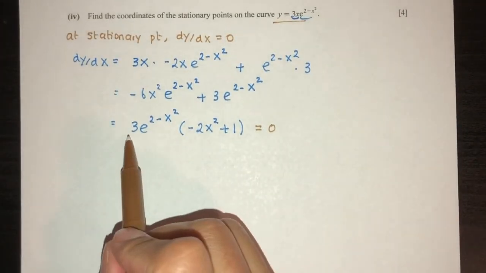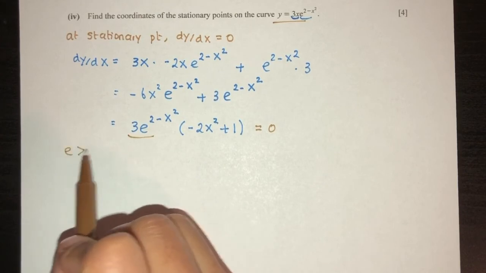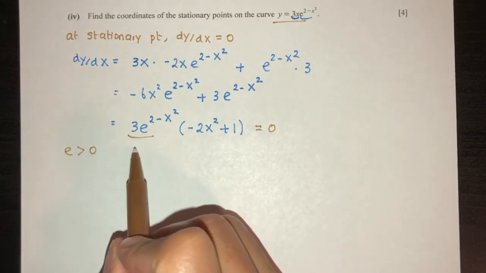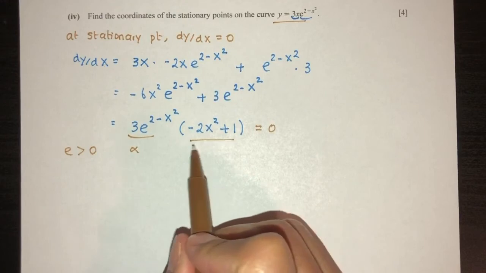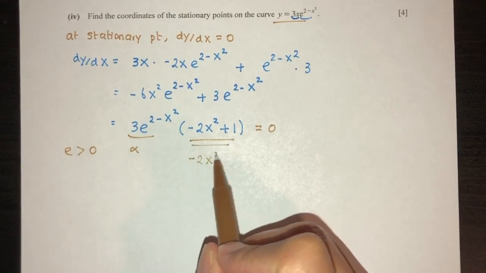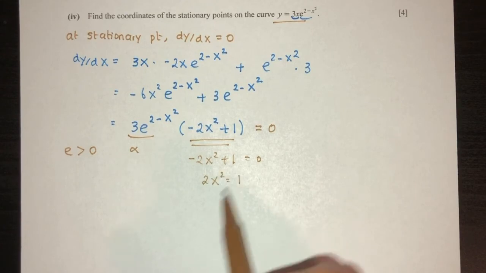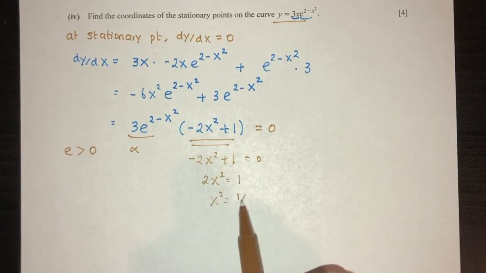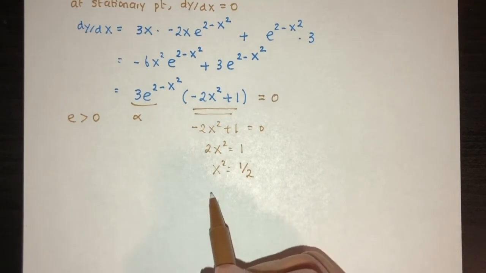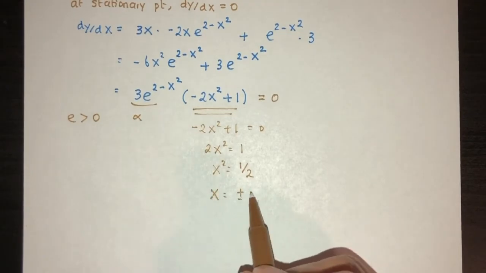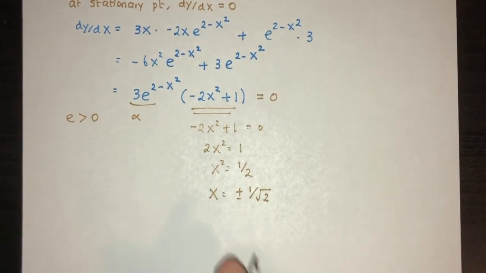Now we have this one, but we know exponential cannot be 0, so this answer here will be rejected, so we have to use only this one. So we have this plus 1 is equal to 0, so 2x squared is equal to 1, x squared is equal to half. So from this you can see x has to be plus minus 1 over root of 2. That is your value of x.